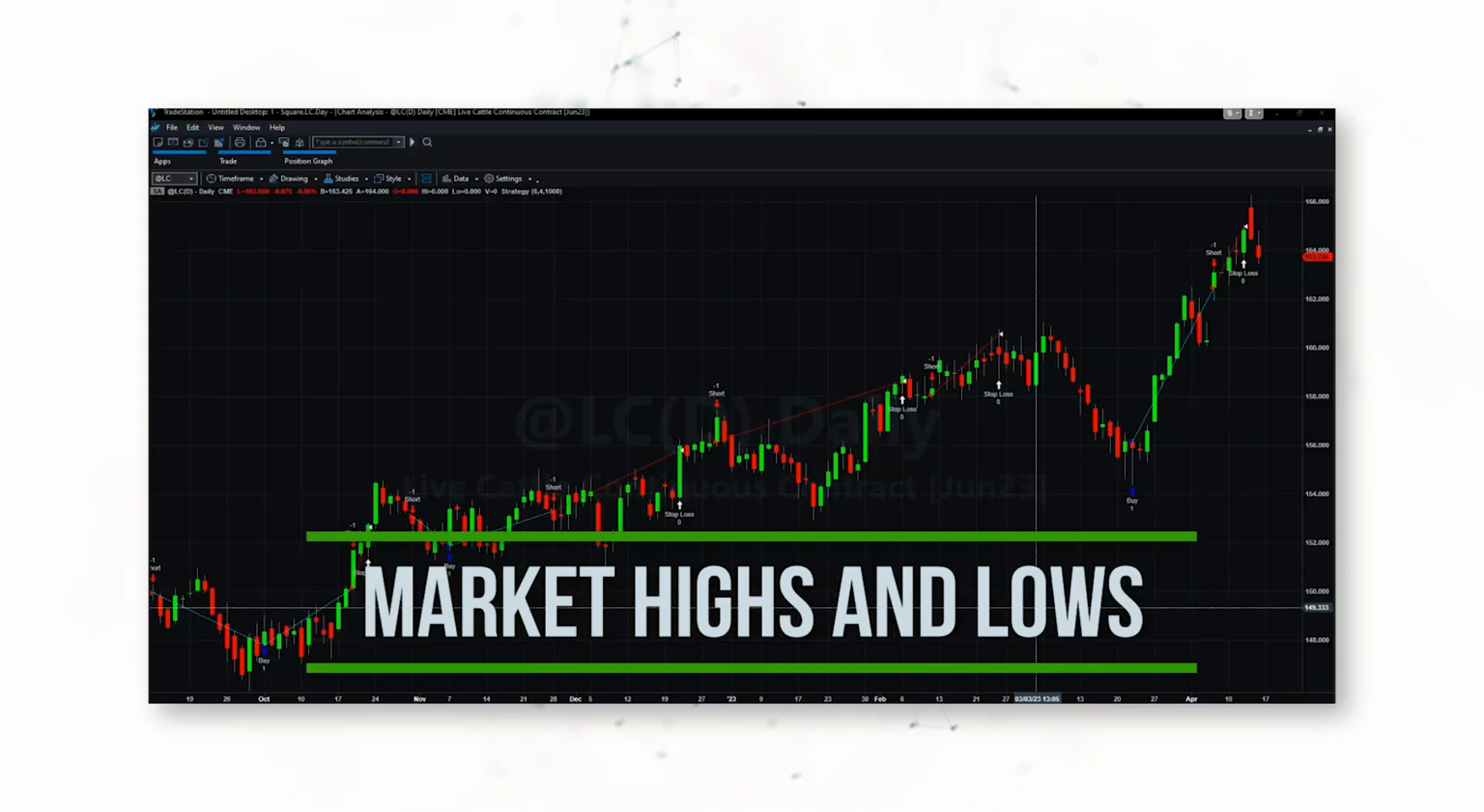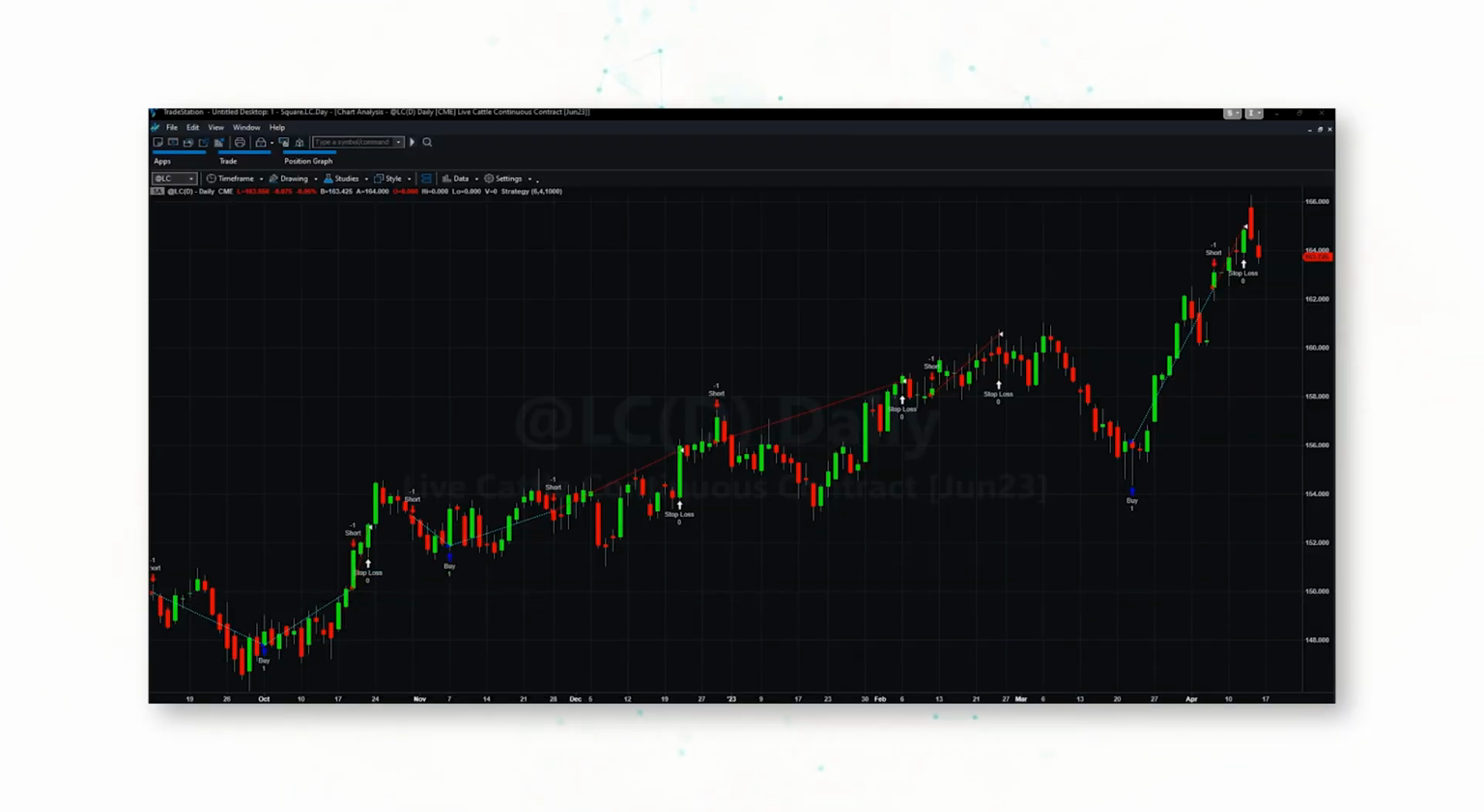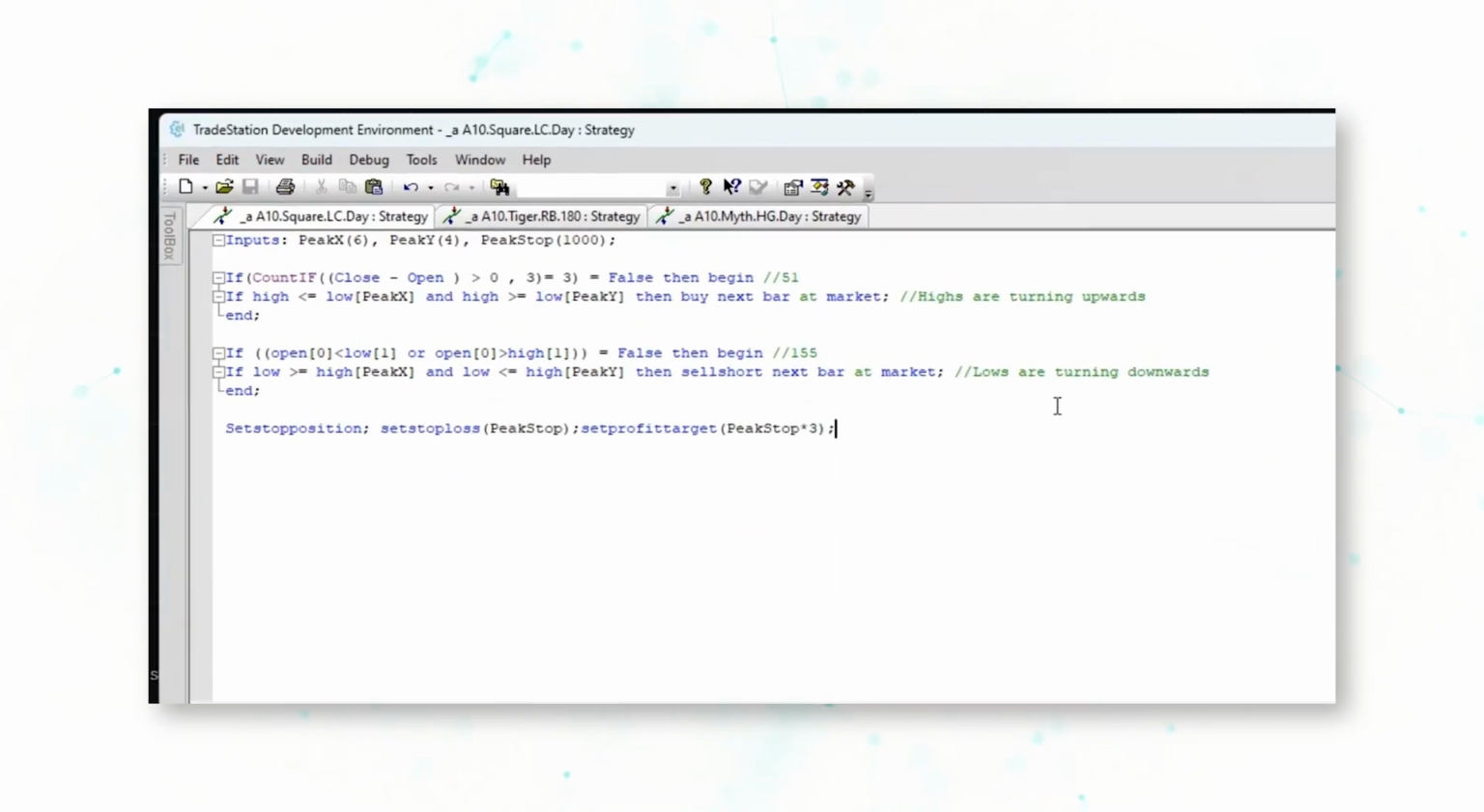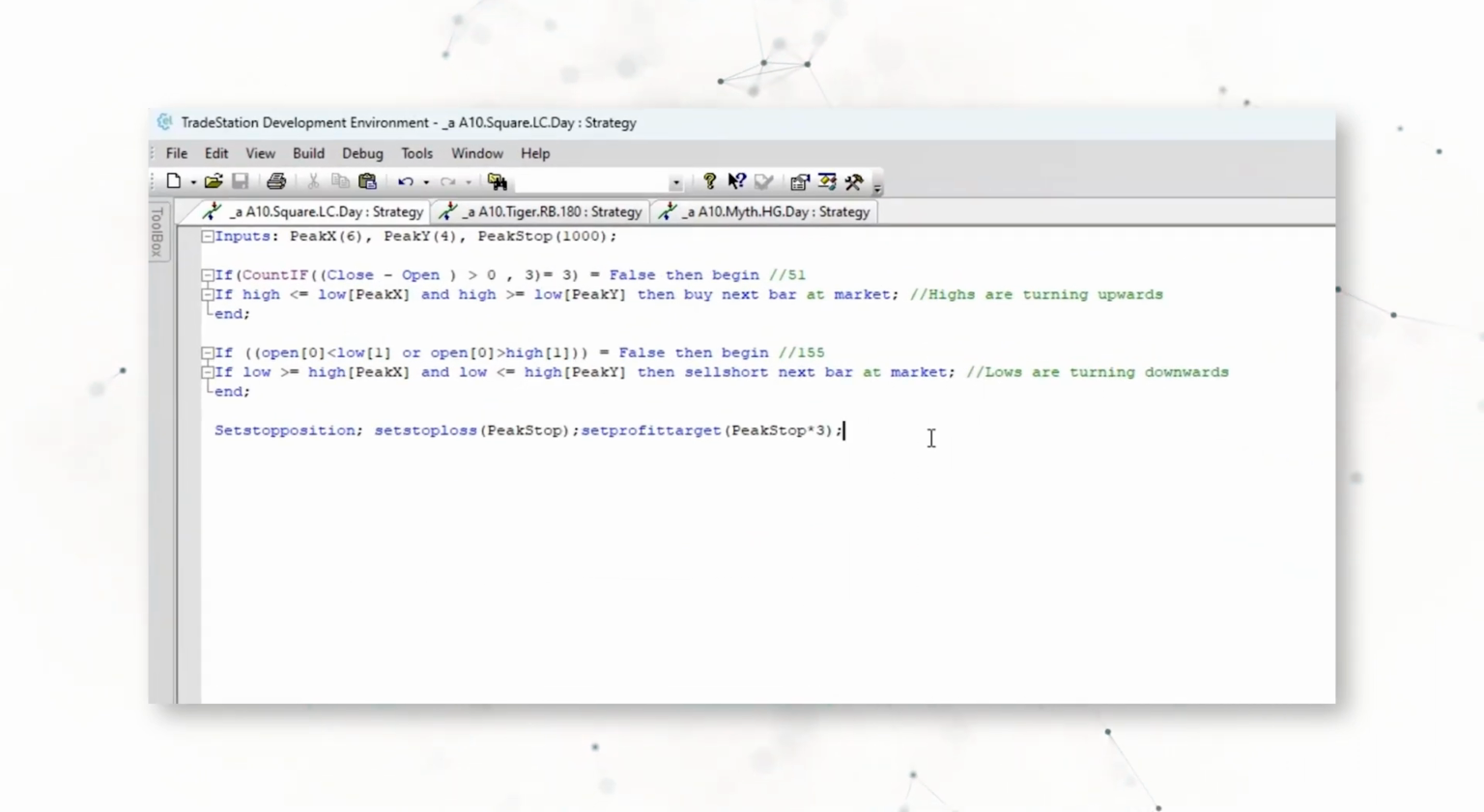If we jump into the TradeStation trading platform, we can open up the development environment. That's our EasyLanguage code editor. There it is. There is the full system code for this simple live cattle systematic trading strategy.